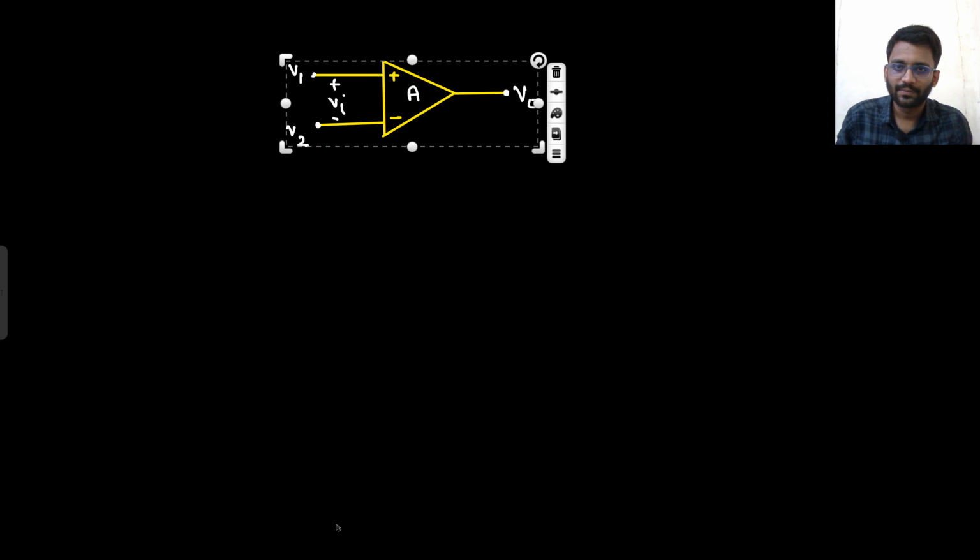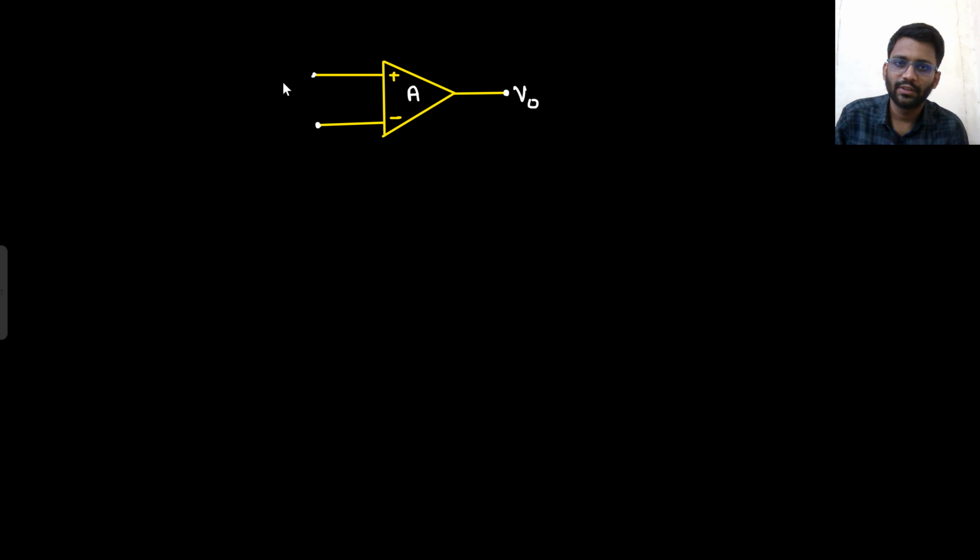Just copy this diagram. Forget about this V, and forget about V1 and V2 as well. Let's just call this node V positive and this node V negative. So what will be your V naught? V naught will be A into (V positive minus V negative). Say yes or no? A into (V positive minus V negative).